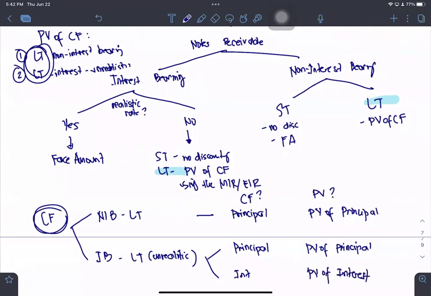So take note, there are only two instances where we compute for the present value of cash flows. Non-interest bearing long-term, interest bearing long-term, but unrealistic. And what are the present value of cash flows that we compute? For non-interest bearing long-term, isa lang, present value of principal. Pag interest bearing long-term, which is unrealistic, present value of principal and present value of interest. Okay? Feeling ko, dito lang naman kayo nalilito eh. Kung kailan ninyo i-compute yung PV at kung saan yung PV na yon. Saan lang tayo magkaka-PV? Long-term non-interest bearing, long-term interest bearing, which is unrealistic.